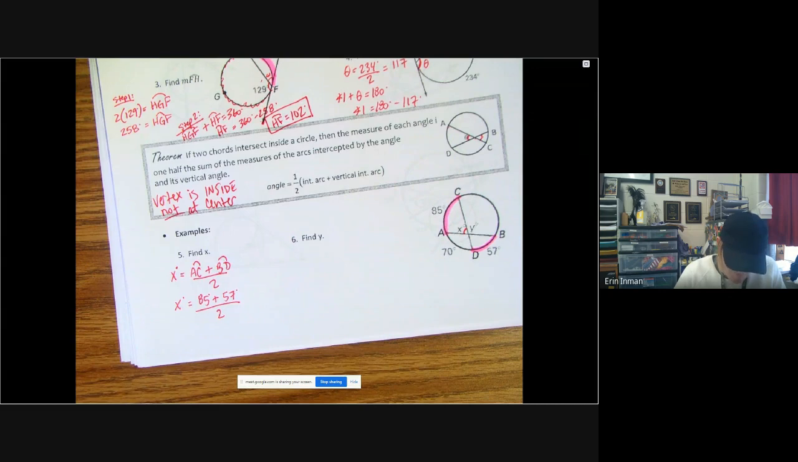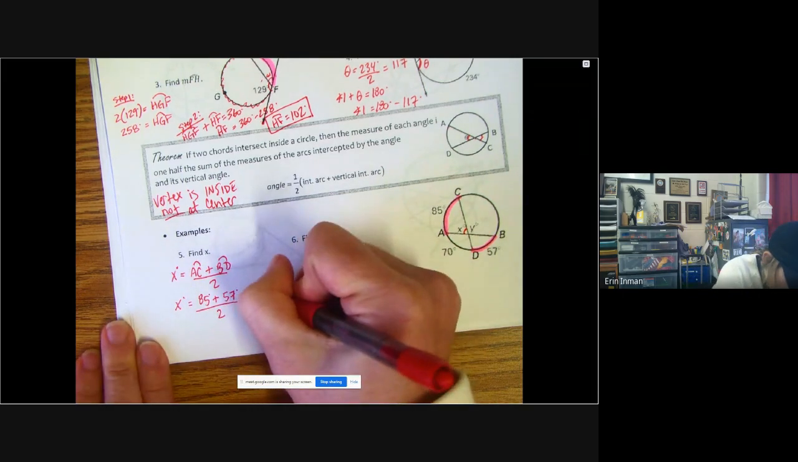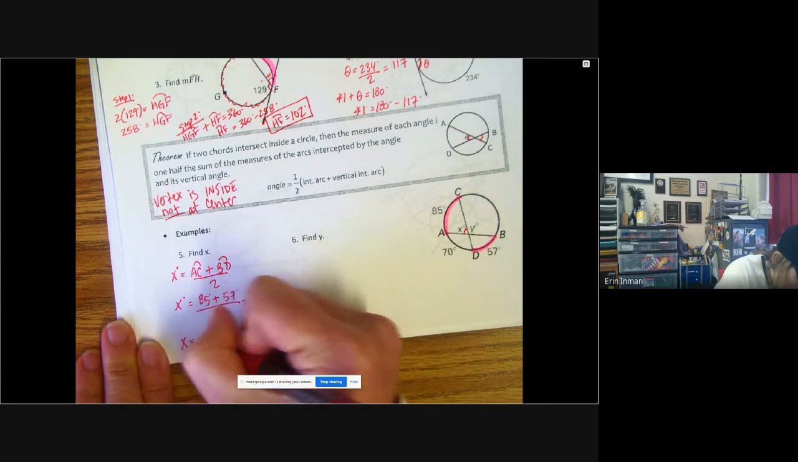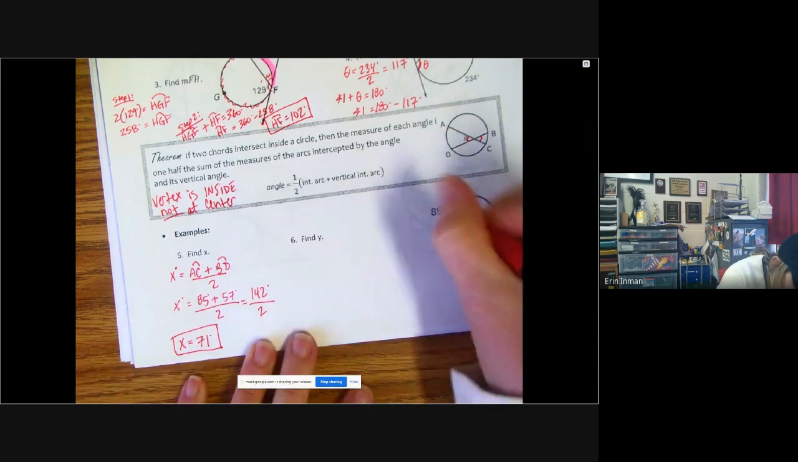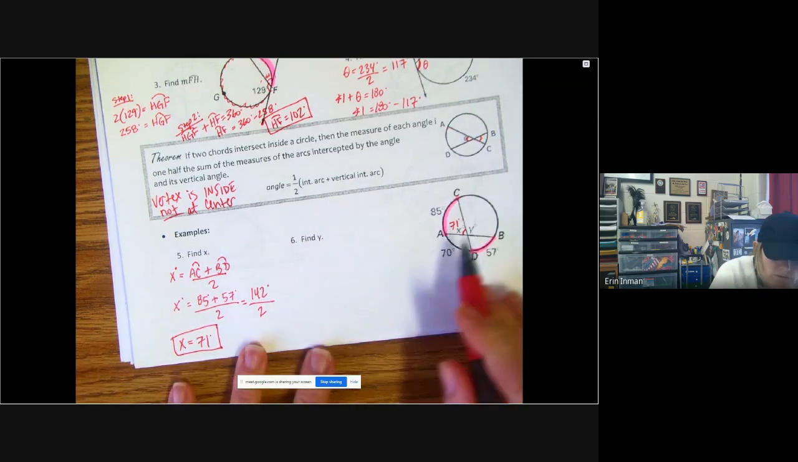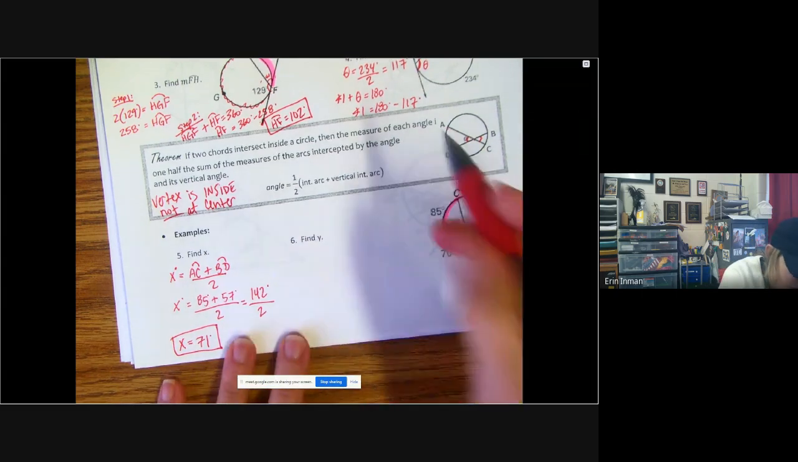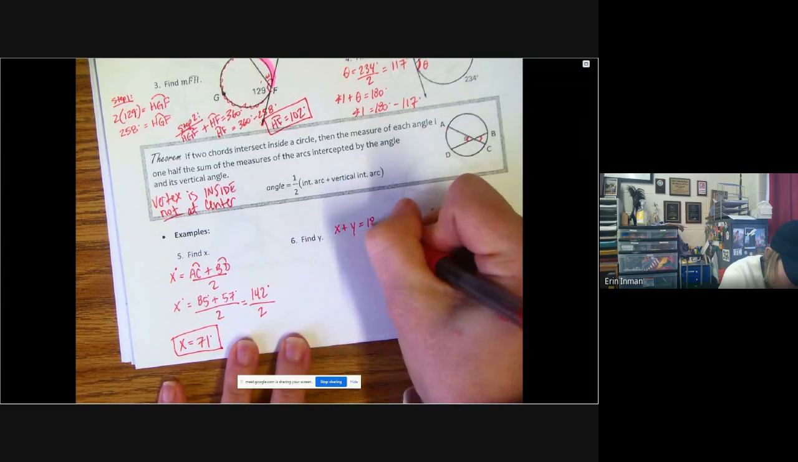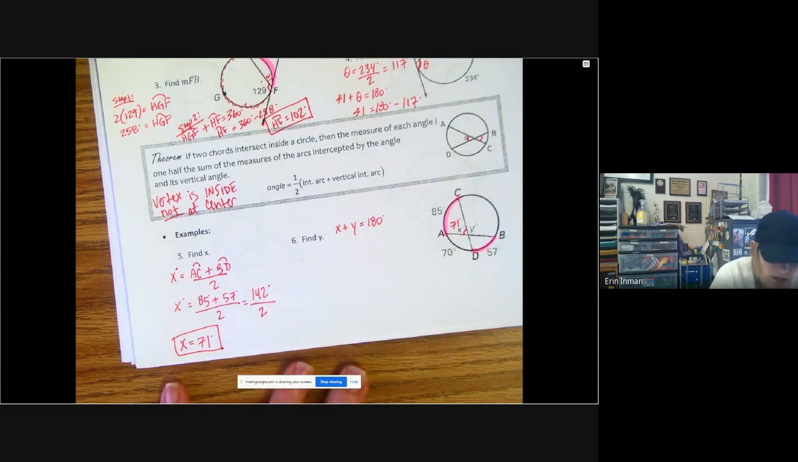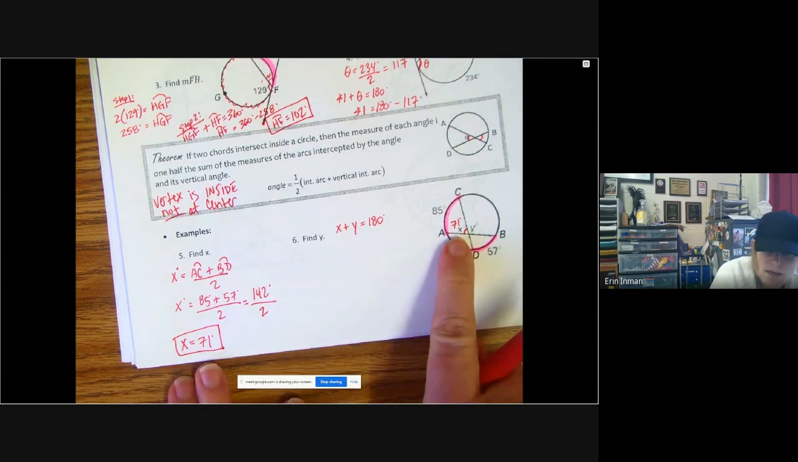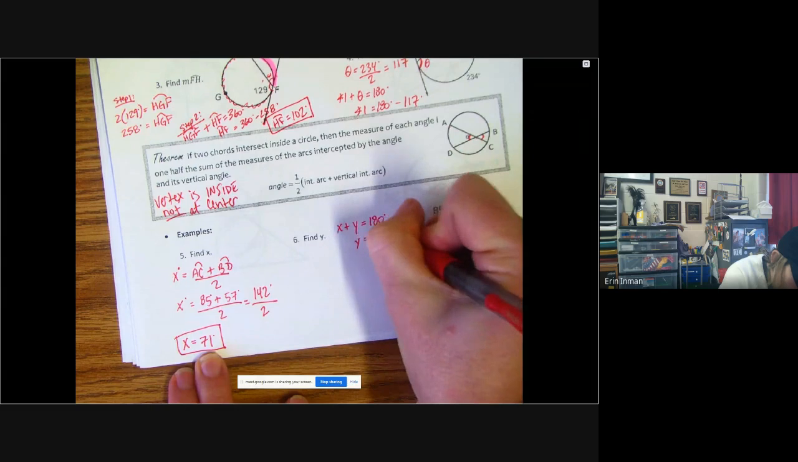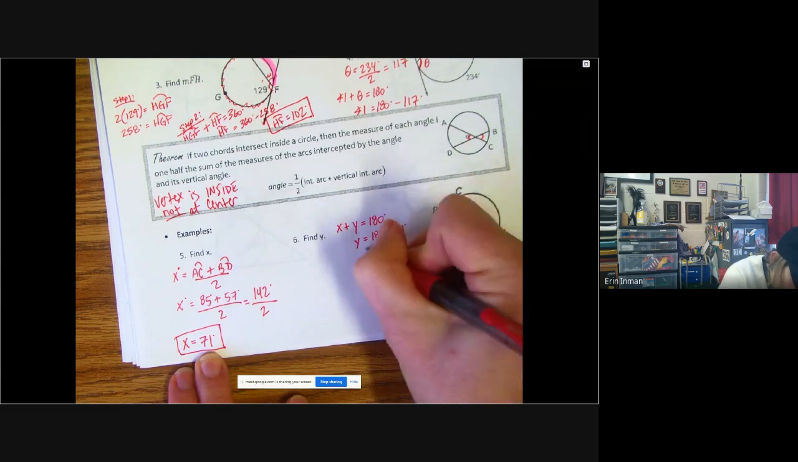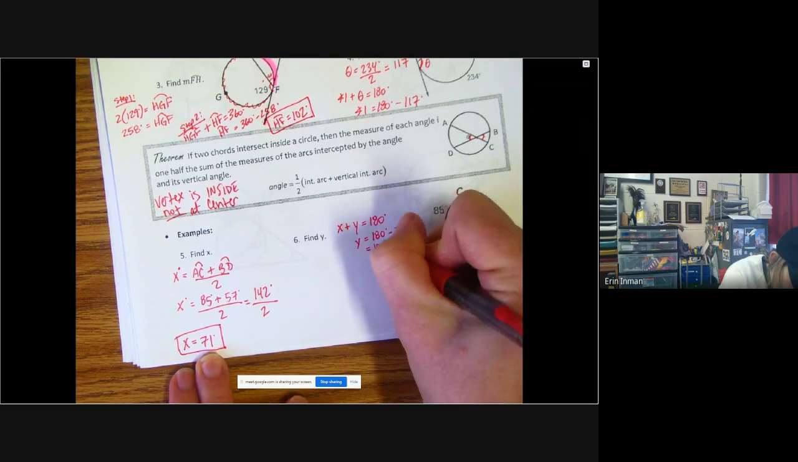And once I do that, this is 142 degrees over 2. So X is going to have a measure of 71 degrees. Okay. Now, since I know 71 degrees, I could find Y and say X plus Y are 180, which would probably be the fastest method in doing this right now, since we already know X. And if I did that, I'd get 180 minus 71, which is, let's see, 109.